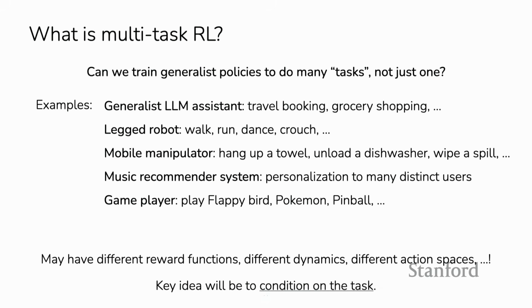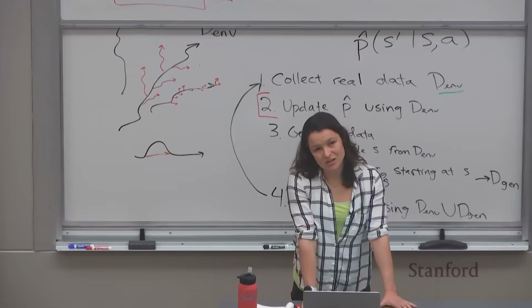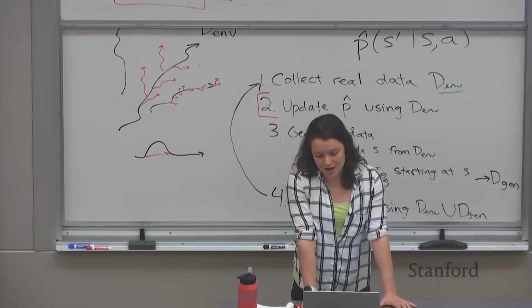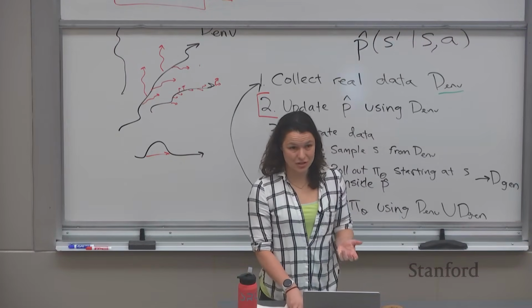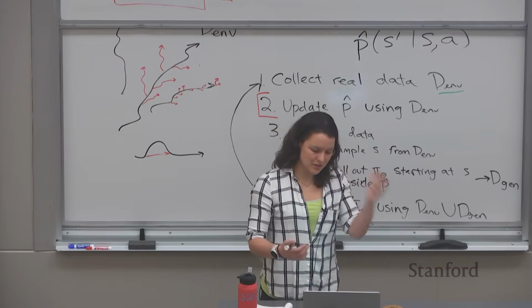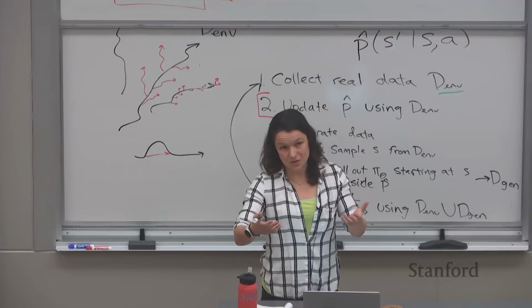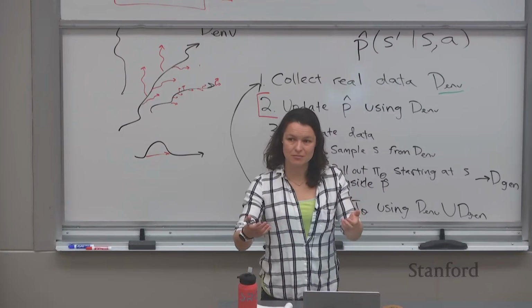Now, the key idea that we'll see is that you can, in many cases, just go about normal reinforcement learning, but condition on the task that you're trying to learn. So you're then going to be learning a policy that is not just conditioned on the state, but also conditioned on the task that you want it to be performing for that state.